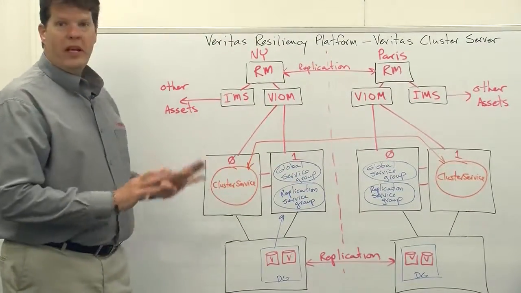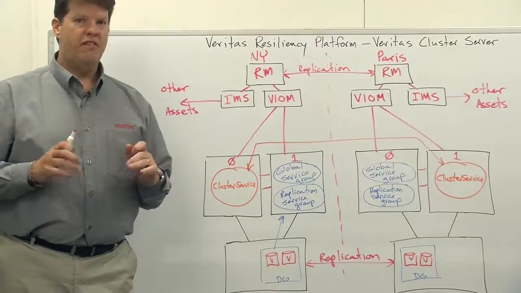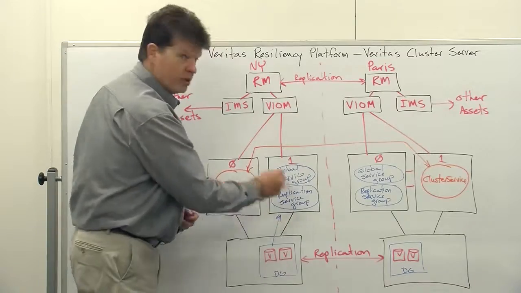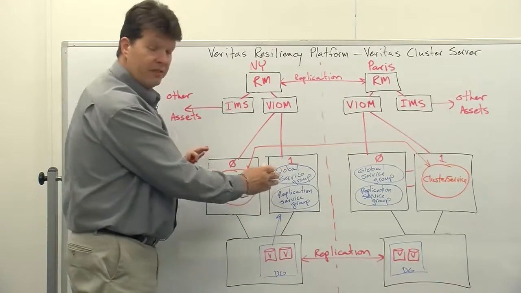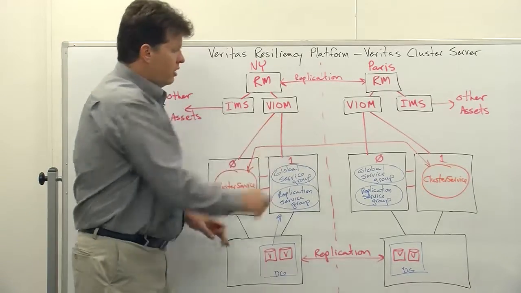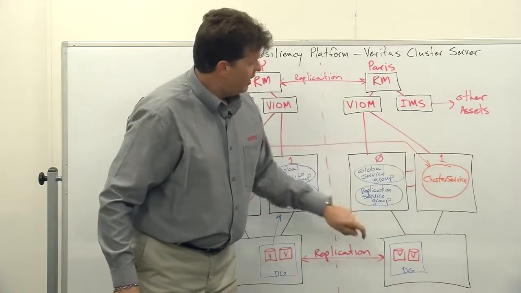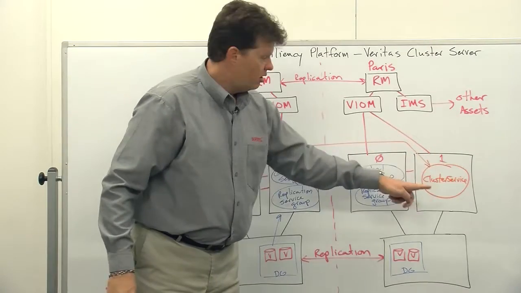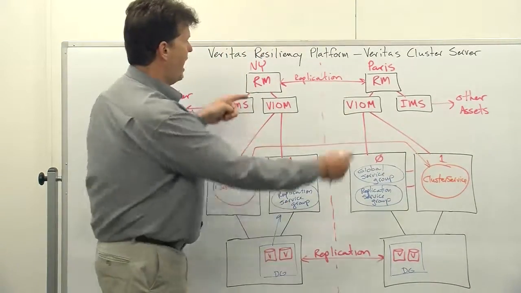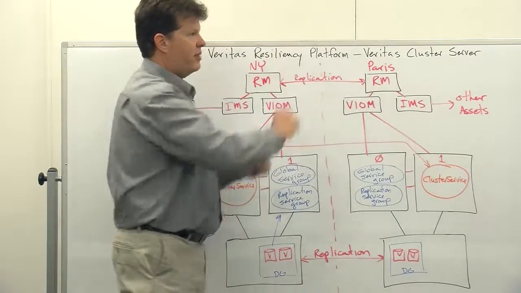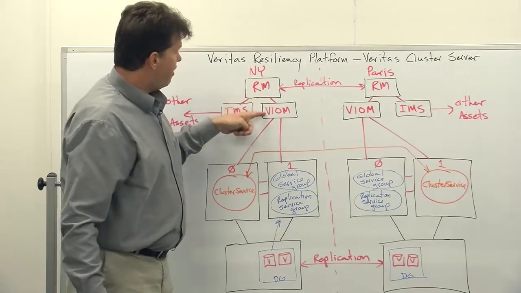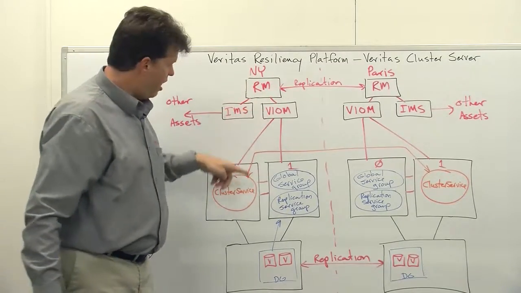All we do when we're dealing with this in a VRP environment is make sure these nodes at your local data center for VCS have been added as managed hosts to a VOM server. Do the same thing at the other site. This side of your global cluster, these nodes will be managed hosts added to this VOM server. Then we add these VOM servers to our resiliency managers at each site, and then the resiliency manager will discover what VOM knows about these components.